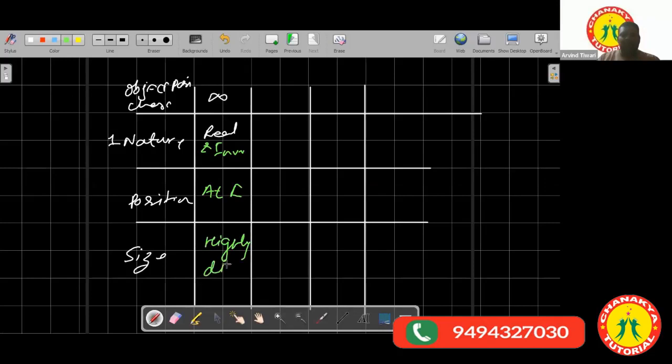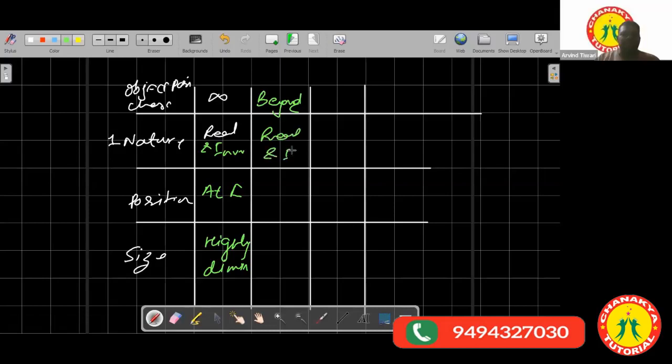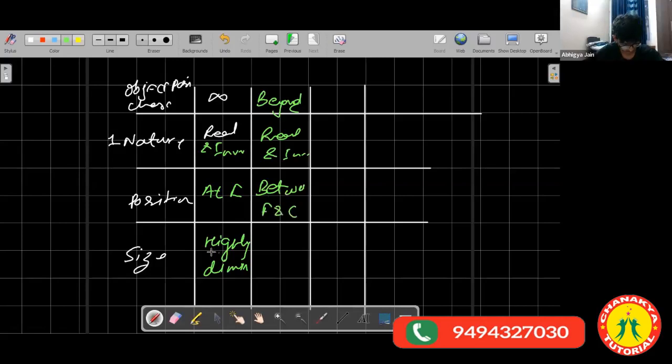Then when it is placed beyond C, the image is real and inverted again. It is found between F and C. Where is it found? Between F and C.